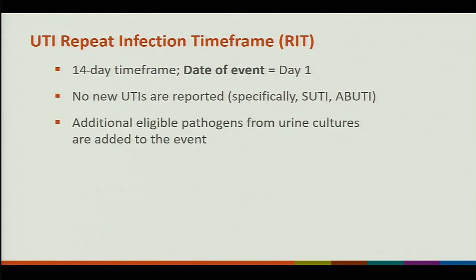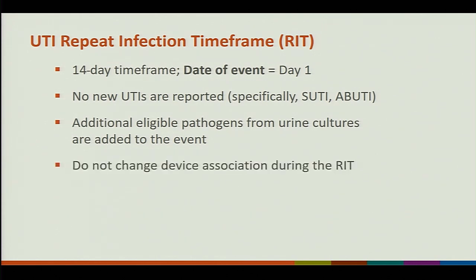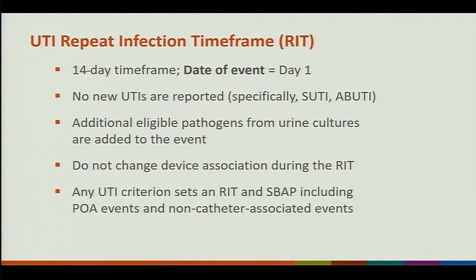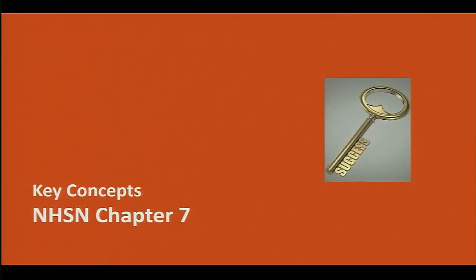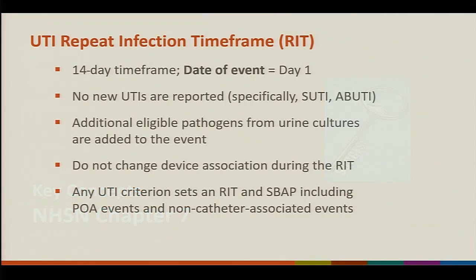Additional pathogens, specifically a bacterium that's greater than 100,000, recovered during the RIT from the same type of infection, are added to the event. Note the original date of the event is maintained in the original 14-day RIT. Device association determination and the location of attribution are not to be amended. In any UTI criterion sets an RIT and an SBAP, including the POA events and non-catheter-associated events.